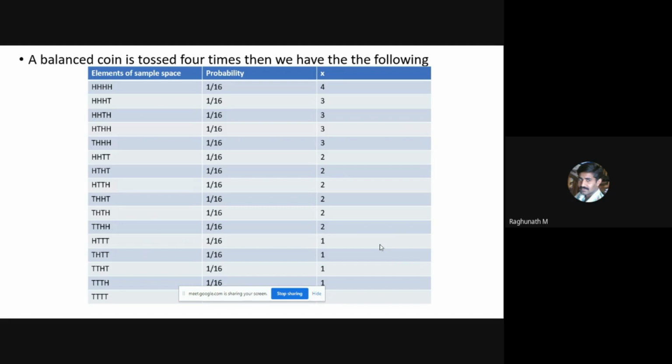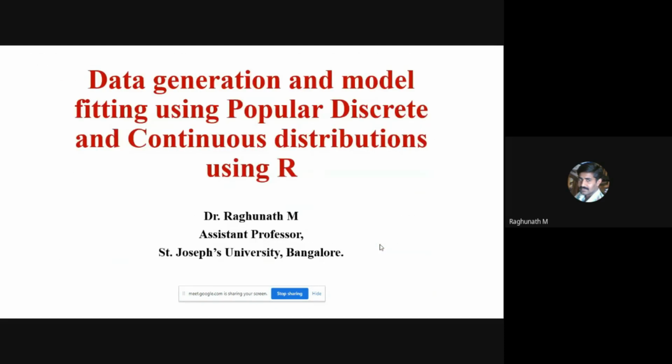Now we are going to talk about the probability measure on this one. Again, that is also one of the theoretical concepts which I am not going to concentrate on much. As the title itself says, data generation and model fitting using popular discrete and continuous distributions, I will talk a little bit about discrete distributions and continuous distributions, and then I will talk about how to generate the observations from that distribution and how to fit a model, how to fit the model for the given data.